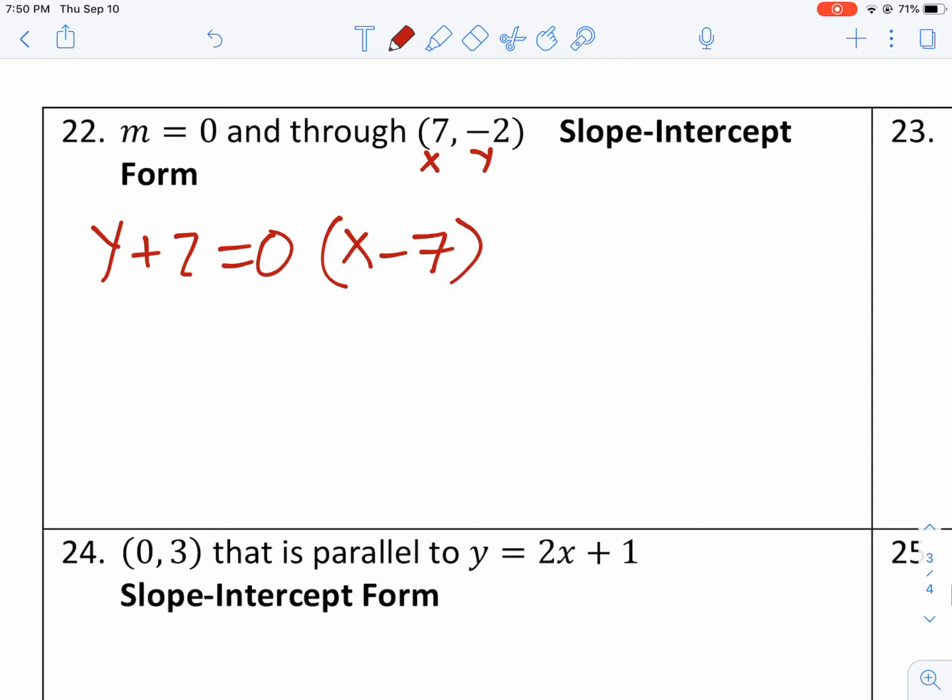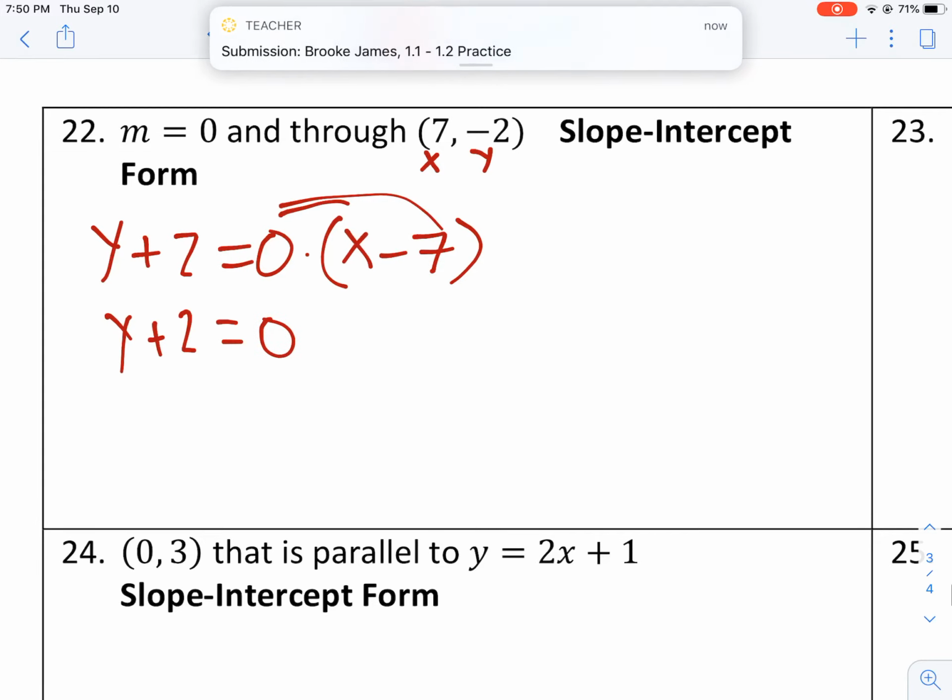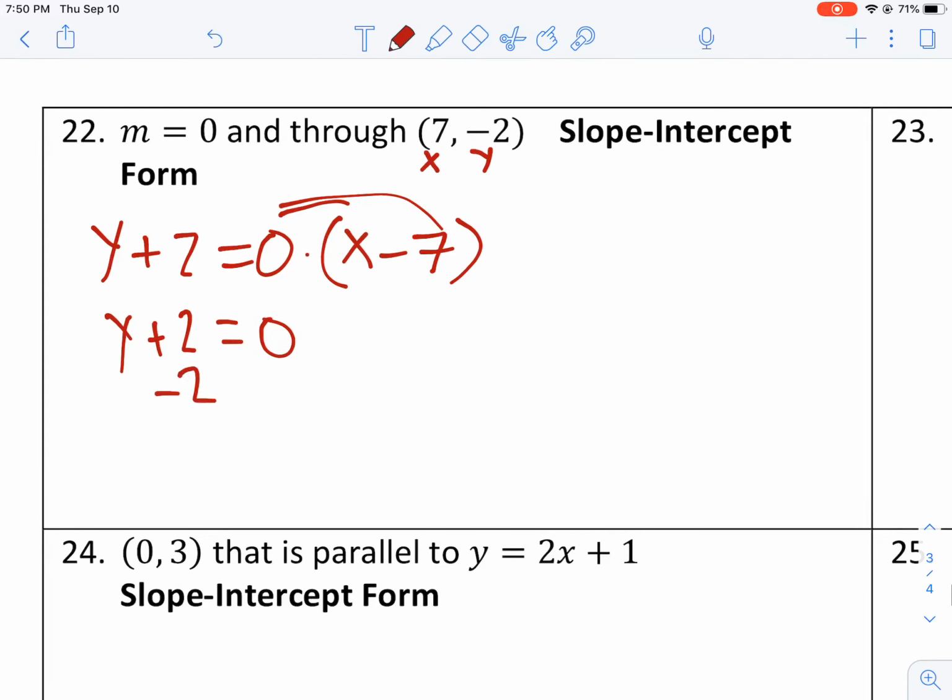The reason it's important to have the parentheses is because we need to distribute here. It's interesting because here 0 times 7 is 0, and 0 times negative 7 is also 0. So really, this whole thing goes away. So we just have y plus 2 equals 0. Then we're going to subtract 2 on both sides, which means y equals negative 2. And that makes sense, right? That we have just a letter by itself because our slope is 0. And we know that's what happens.